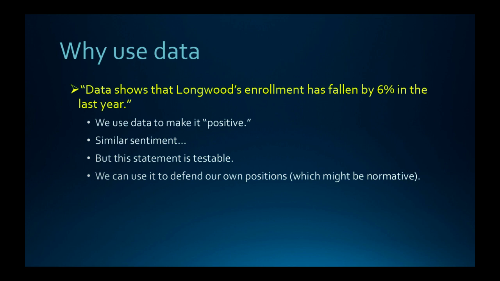Now, maybe my position is normative. Longwood's not doing a good job. Well, if I'm going to say Longwood's not doing a good job, I need to back it up with some information that's positive. And I should use that positive point, for example, the fall of enrollment by 6%. And then I might be able to defend my normative positions.